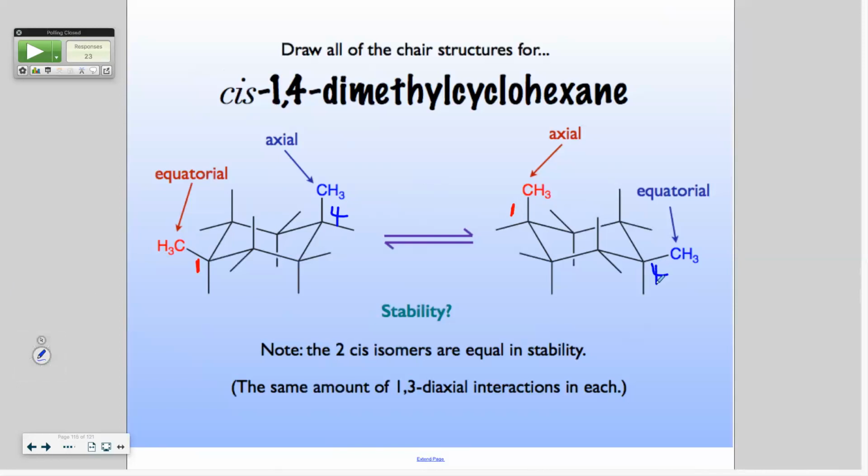Okay, so do you see the two different chairs? By the way, how is your drawing of your chairs coming? Keep working on it. You just got to practice.